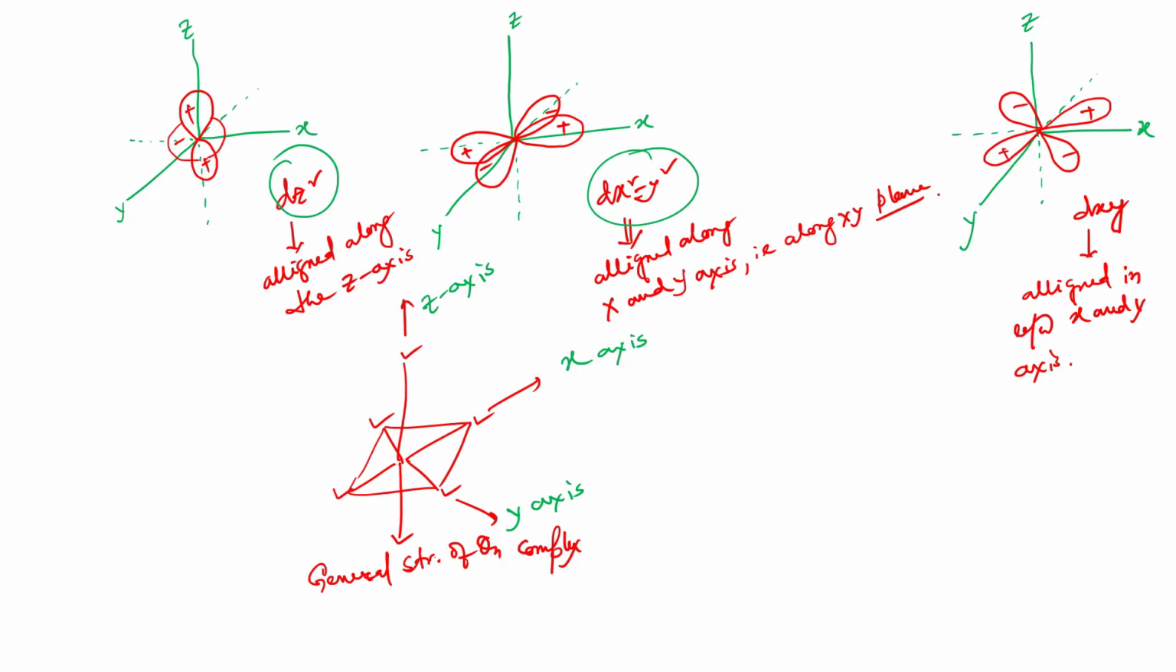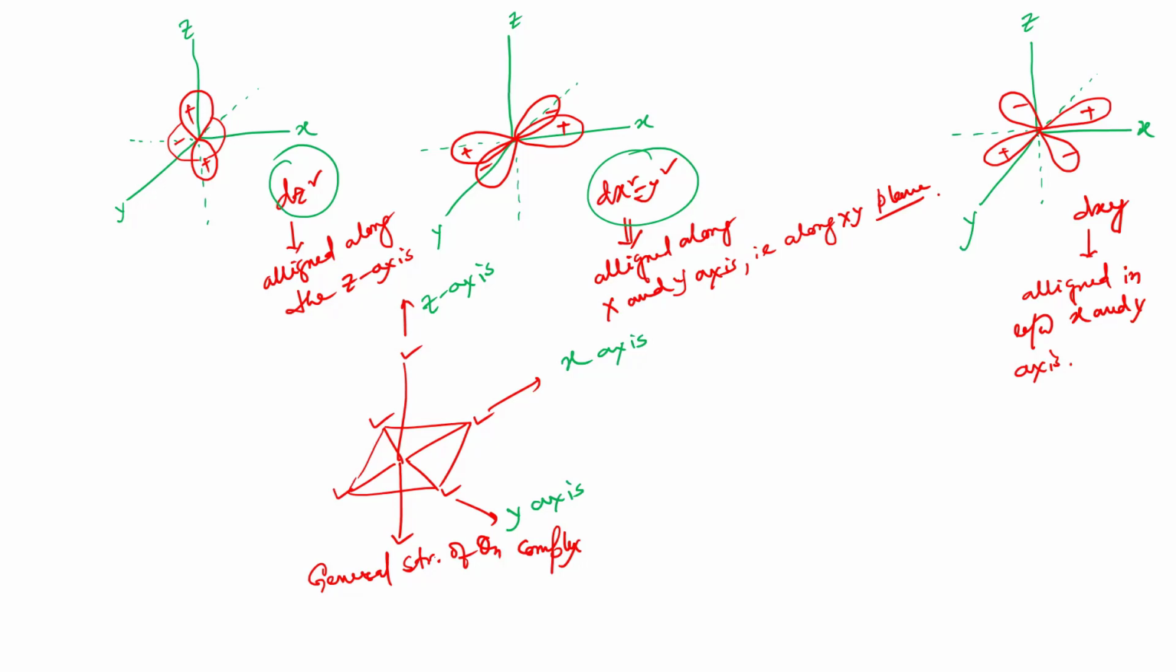And if that repulsive interaction is not the same, what I am trying to say is that if there is an imbalance of filling of electrons in these two orbitals, that is dz square and dx square minus y square orbital, then the ligands coming along the axis will have a different measure of repulsive interaction with the d electrons present in these two orbitals.